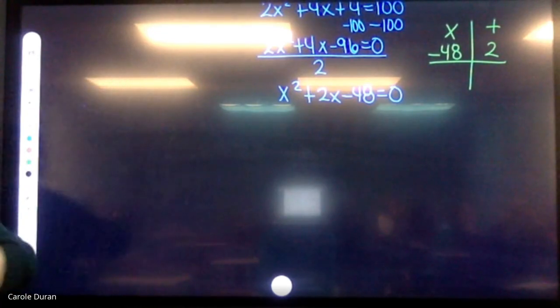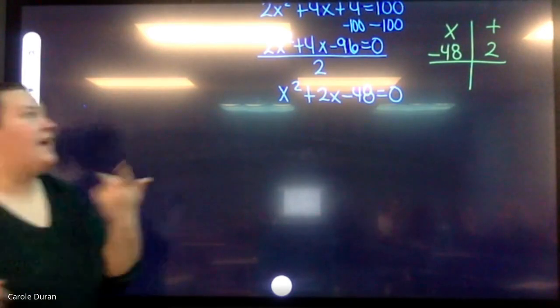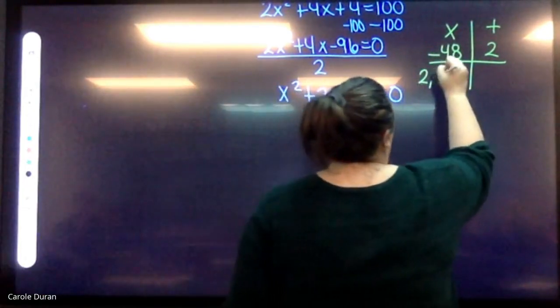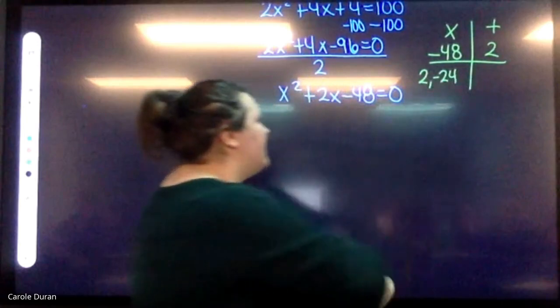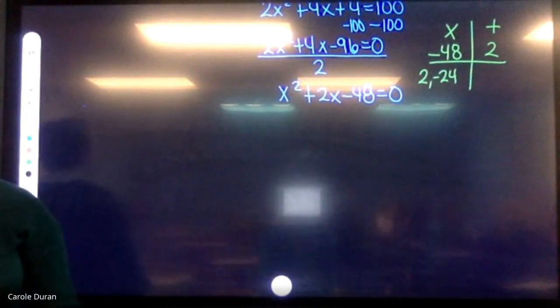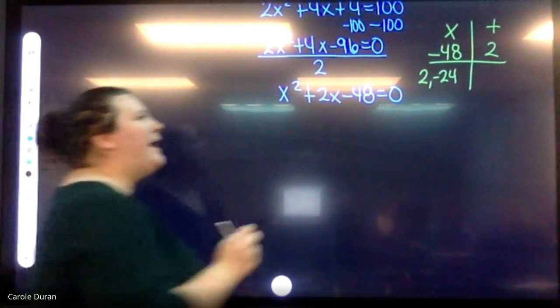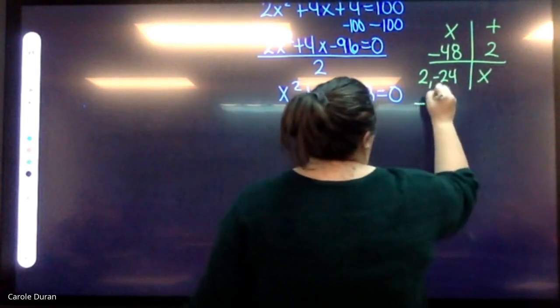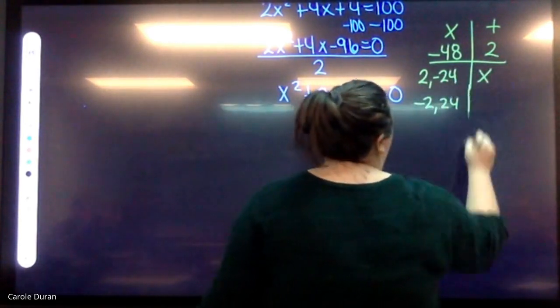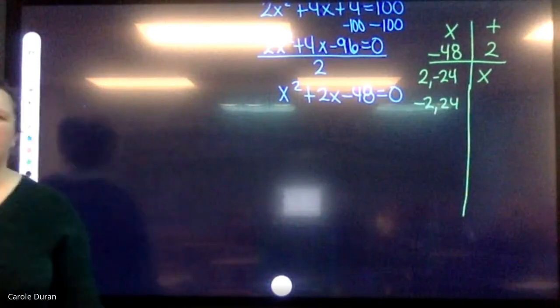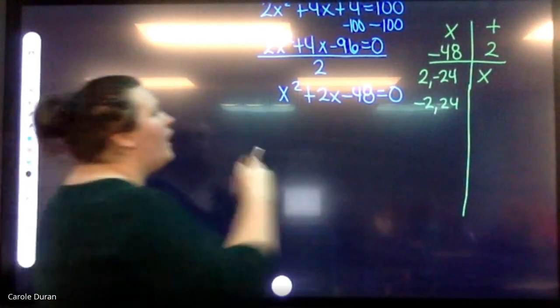What's 48 divided by 2? Or negative 48 divided by 2? Okay, so I have 2, and I have negative 24. Does 2 plus negative 24 equal a positive 2? No. What about negative 2 and positive 24? Does that give me a positive 2 when I add it together? No. So I move on.